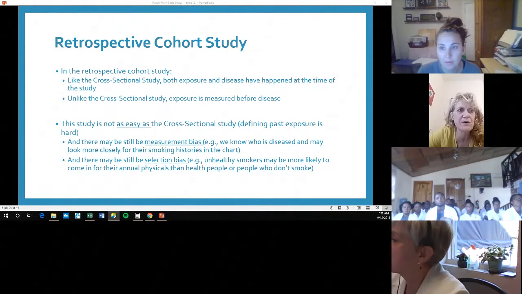So in the retrospective cohort study, like in the cross-sectional study, both exposure and disease have happened at the time of the study.